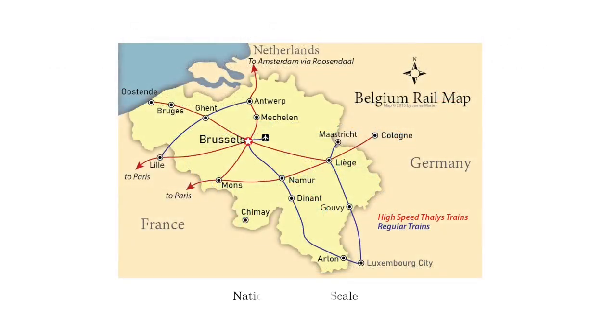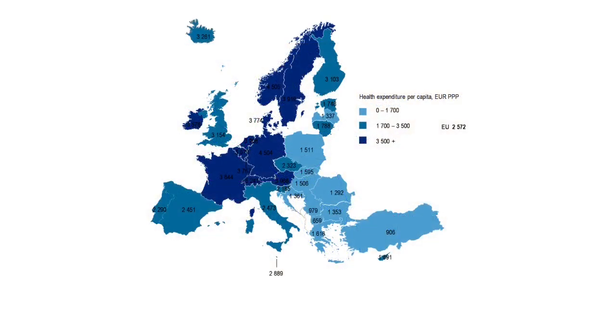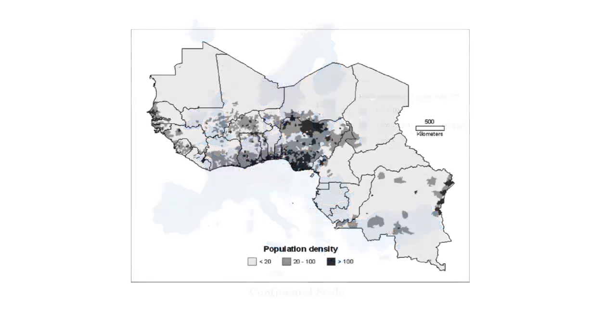This is a national scale because we are looking at a specific country. We're looking at Belgium and the rail map. We're looking at the rail map, the different rail tracks within this country. What about this one? What is the scale? What are we looking at? We're looking at Europe, which is a continent. So we're looking at a continental scale. What about this one? We're looking at Western Africa, which is a region of Africa. We're looking at population density. So we're looking at a regional scale.